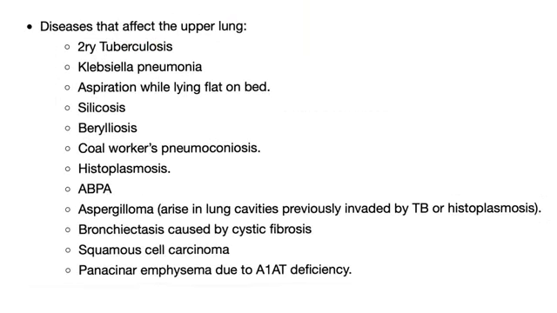Diseases that affect the upper lung. Secondary TB, Klebsiella pneumonia in an old person who is diabetic, alcoholic, and lives in a senior home. Aspiration while lying flat on bed. Silicosis, berylliosis, coal worker pneumoconiosis, histoplasmosis, allergic bronchopulmonary aspergillosis, aspergilloma, bronchiectasis caused by cystic fibrosis, squamous cell carcinoma, panacinar emphysema due to alpha-1 antitrypsin deficiency. Very important for any exam.